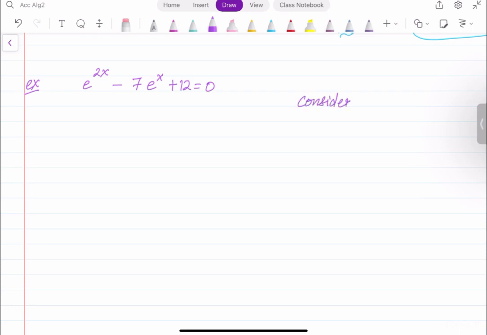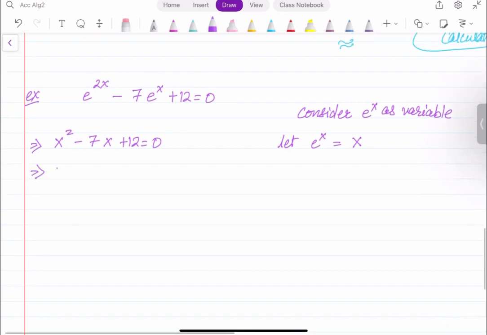I can make it as a quadratic. So consider e to the power of x as just the variable. So we can say let e to the power of x is just simply x, right? And with that, you can solve it as a quadratic, and then we will substitute e to the power of x back. So it will be x squared minus 7x plus 12 is equal to 0. Now it is easier for you to factor the quadratic.